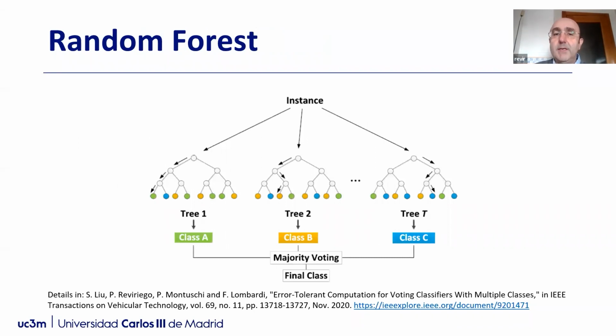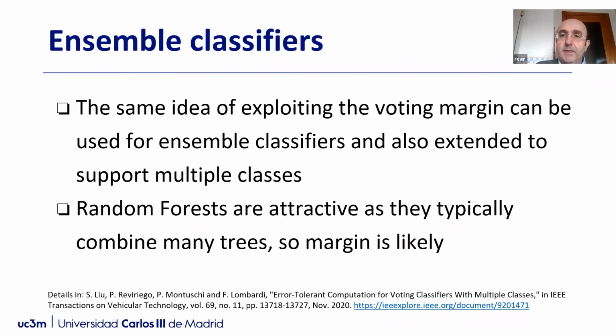And a random forest basically uses decision trees, which are simple classifiers, and it uses many trees. Here we are seeing a random forest that is using T trees, and the number of trees can be from tens to hundreds. Basically each tree produces a class result, and then we vote among them. Again, as we can see, this type of ensemble classifier lends itself very well to the voting margin idea that we used initially for the KNN classifiers. So when we have 100 trees and 99 are saying class A, we really don't care about an error in any single tree because it's not going to change the result.